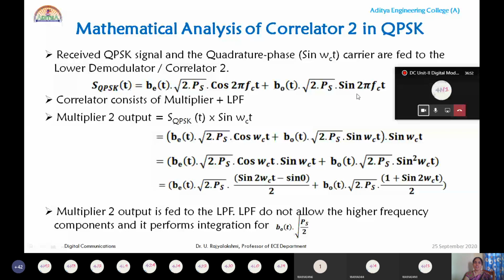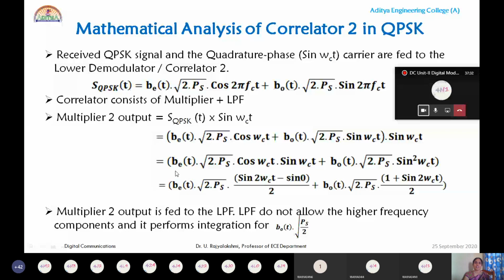So multiply with sin omega ct. In the first term you will get cos omega ct into sin omega ct, and in the second term you will get sin square omega ct. Please observe the first term: cos A sin B you can write as sin A plus B minus sin A minus B divided by 2. Sin A minus B is sin 0, which will be 0. Sin A plus B will be sin 2 omega ct divided by 2. Plus b naught of t root 2ps into 1 minus cos 2 omega ct divided by 2.